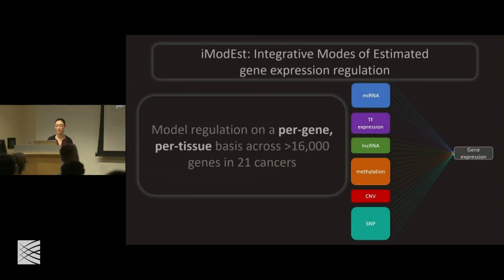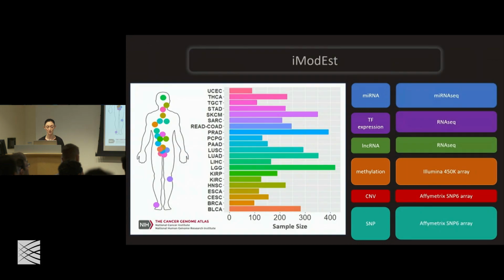We created a resource to do this called IMODIS, Integrative Modes of Estimated Gene Expression Regulation. We model regulation on a per gene, per tissue basis. We're independently modeling each gene in each tissue, across over 16,000 genes in 21 different cancers.